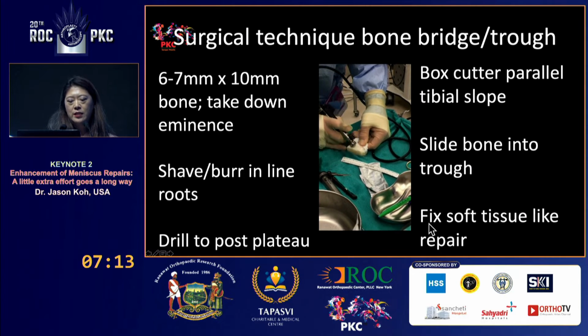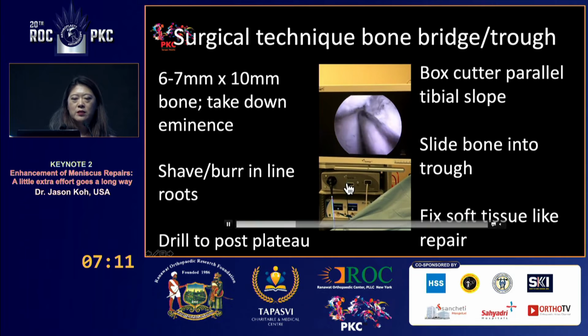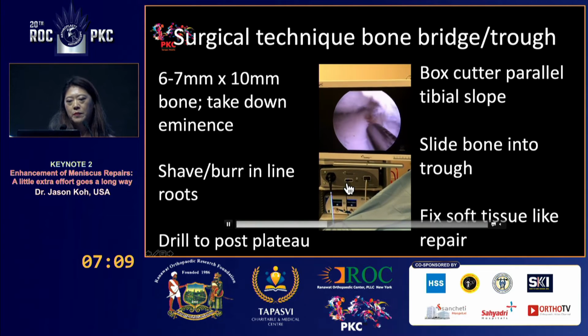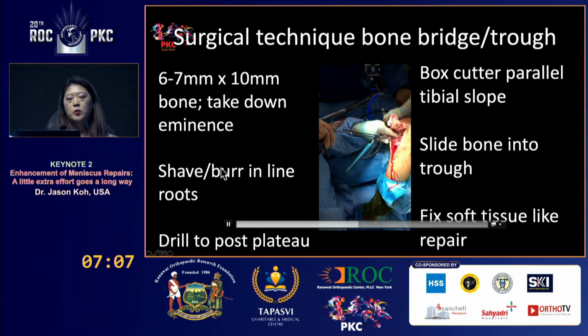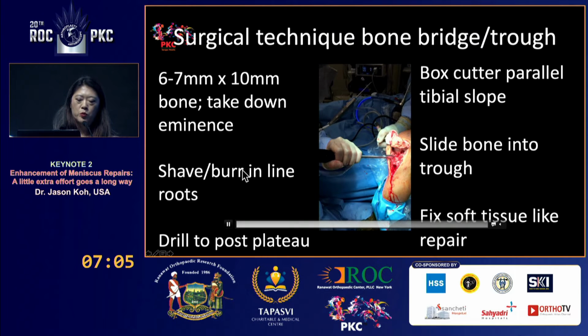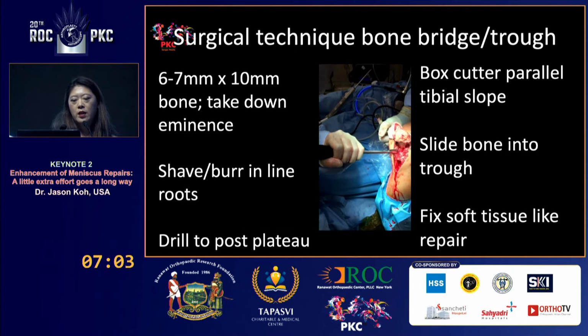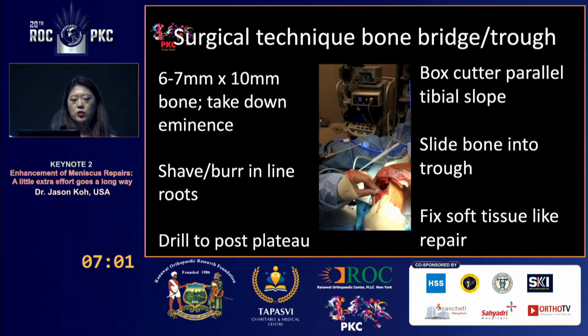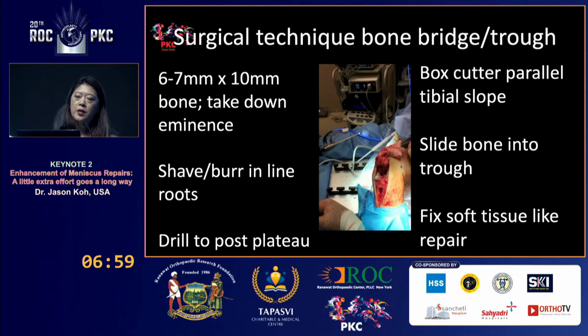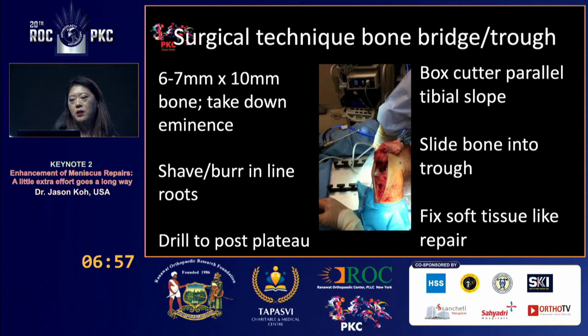So this is my technique for a bone bridge trough. It's about 6 to 7 millimeters wide, about a centimeter in depth. You take down the eminence. You want to shave and burr in line with the roots when you look inside the joint. Then using a device, you can drill to the posterior plateau. Then looking at the box cutter, you want to put that box cutter parallel to the tibial slope. You don't want to change the slope when you put your graft in. And then you slide your bone into that trough.